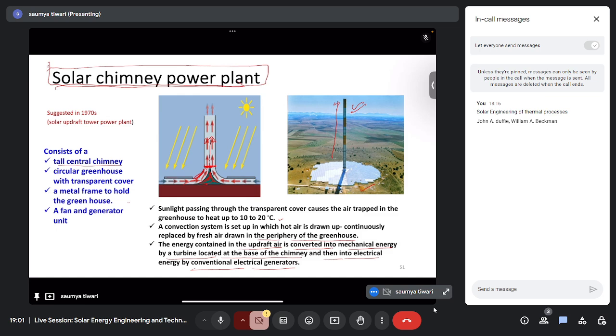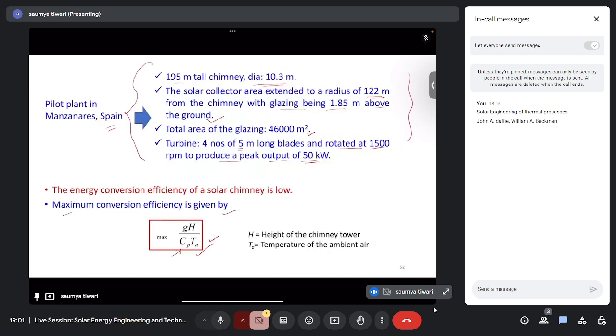This is the specification given for a pilot plant in Spain. The numerical will be based on this formula for solar air chimneys. The conversion efficiency of solar air chimneys is very low. The maximum conversion efficiency is given by this formula, which you need to remember: GH upon CPTA, where G is the gravitational constant 9.81, H is the height of the chimney tower, CP is the specific heat, and TA is the temperature of the ambient air.